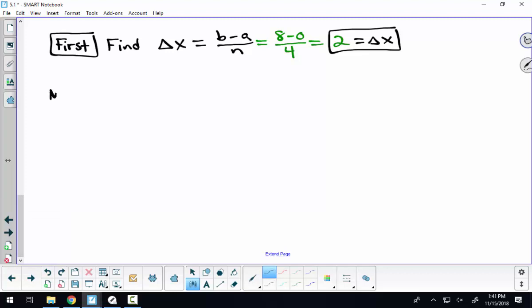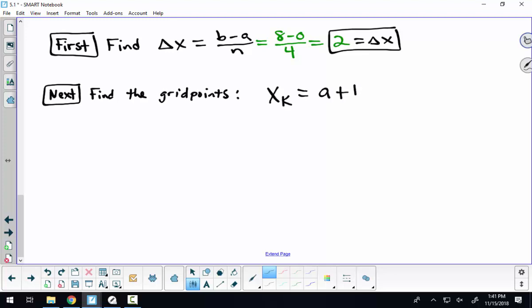I guess we'll say next. Find the grid points. X sub k is a plus k delta x, for k equals 0, 1, 2, 3, and 4. So you can't find the grid points until you know the length of each rectangle, because delta x is a necessary part of that formula.